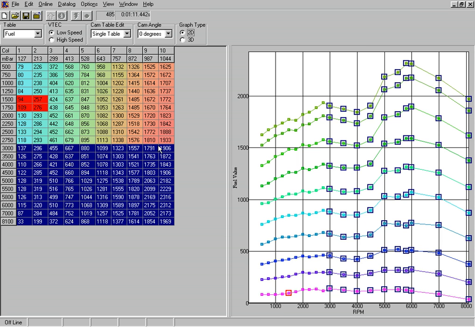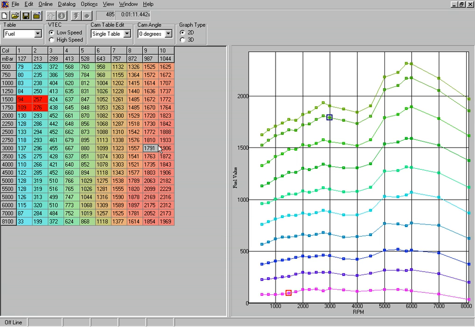Now let's say in this dyno run, my dyno run showed me running lean between 3 and 4,000 RPM. Instead of 14.7, I had around 15.7 to 1 air-fuel ratio in this area here. Here's what I would do.